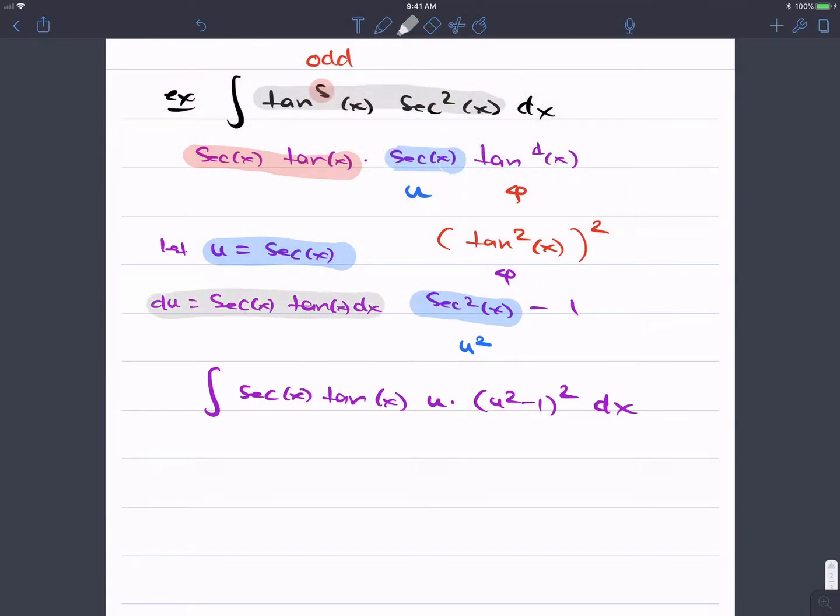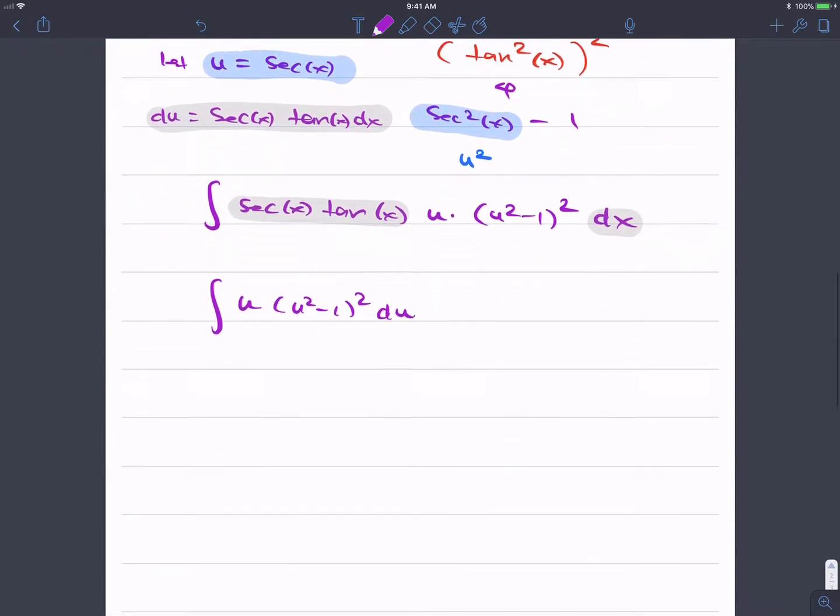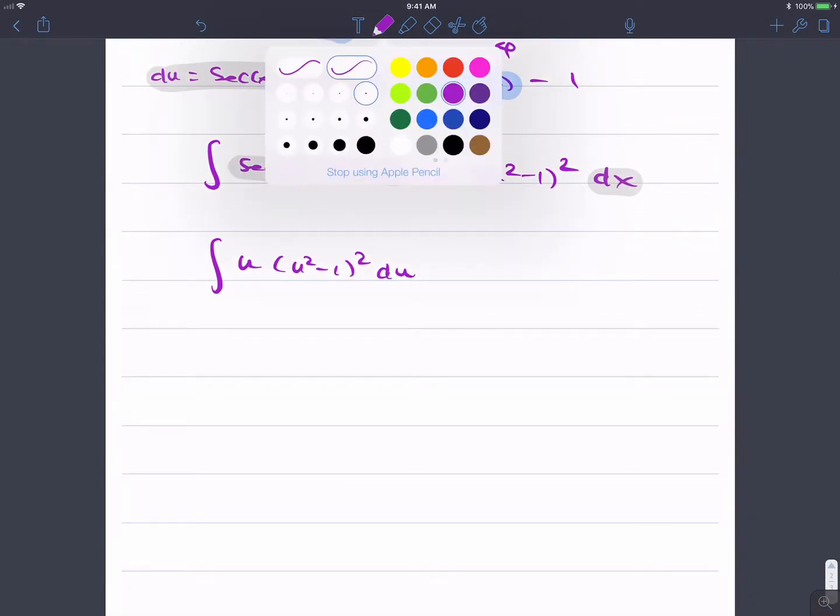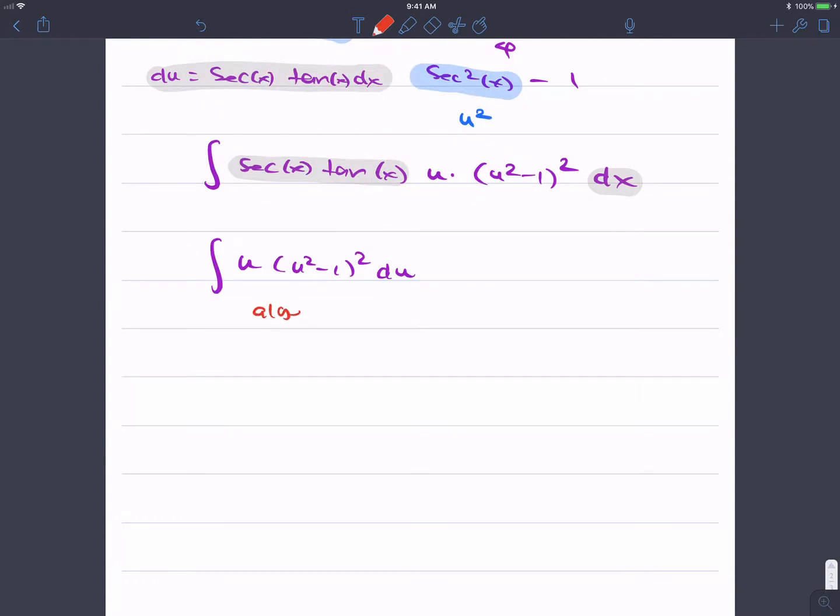Here's my du. Secant tangent dx, so this is going to be my du now. Okay, so I have the integral of u squared minus 1 squared du. Now over here, I'm going to use some algebra. Meaning, u times u squared minus 1 squared is, well, a couple of copies of u squared minus 1.